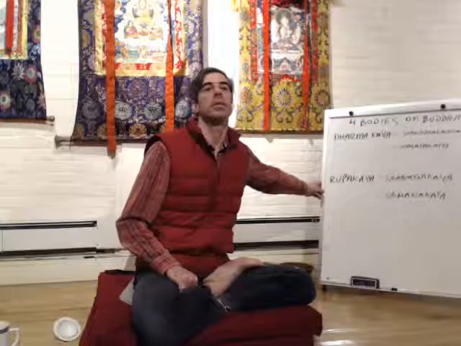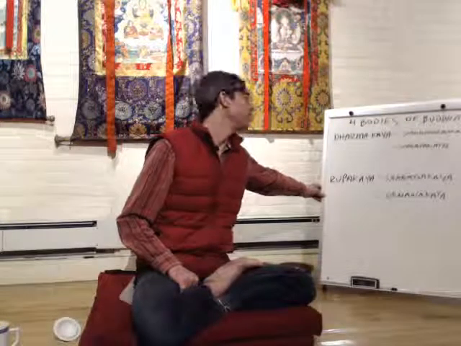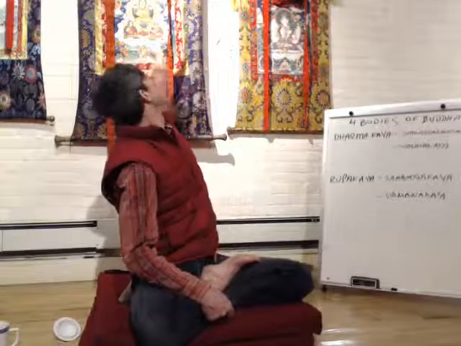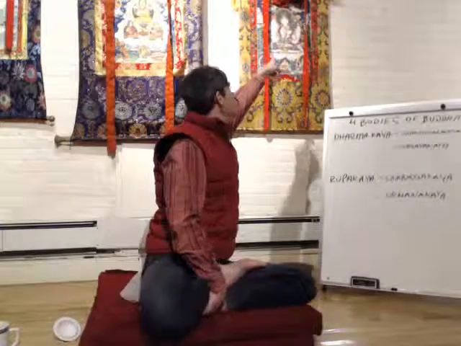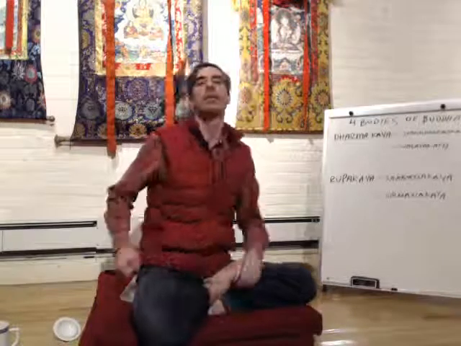On the form body, there are two parts. There's the Sambhogakaya, which is kind of like the paradise body, they call it. This is the paradise body of an enlightened being, depicted in the Tankas in this way. That is how Vairochana appears to other enlightened beings.